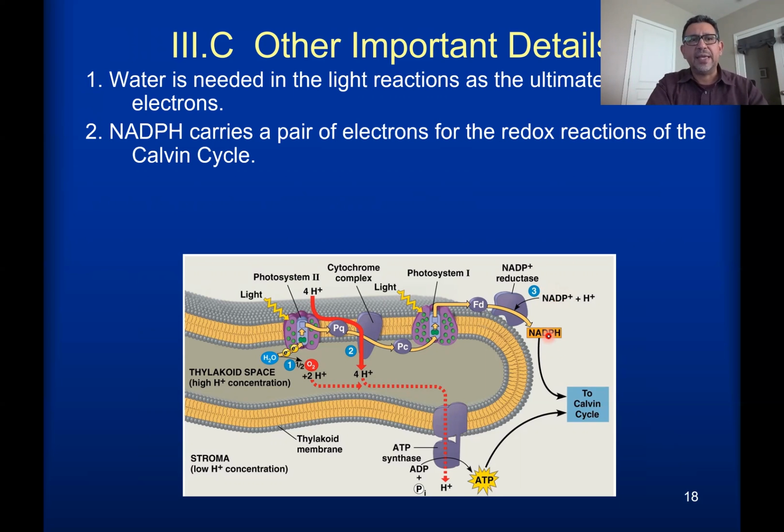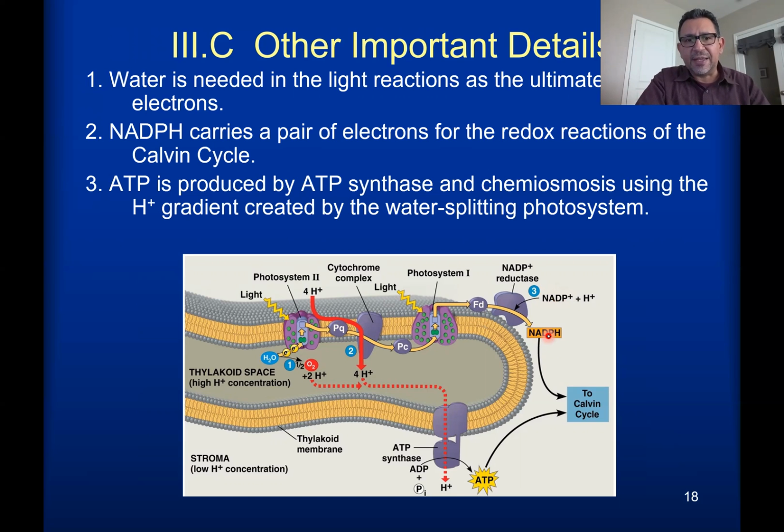Another important point, NADPH is going to be delivering electrons for the redox reactions of the Calvin cycle. And finally, let's take one more look at chemiosmosis. It's similar to what we saw before in cellular respiration, but there are a few differences, because here chemiosmosis is taking place in the thylakoid membrane. Before in cell respiration, chemiosmosis happened in the mitochondrion as hydrogen ions reached a high concentration in the space between the inner mitochondrial membrane and the outer mitochondrial membrane. That was in the mitochondrion.